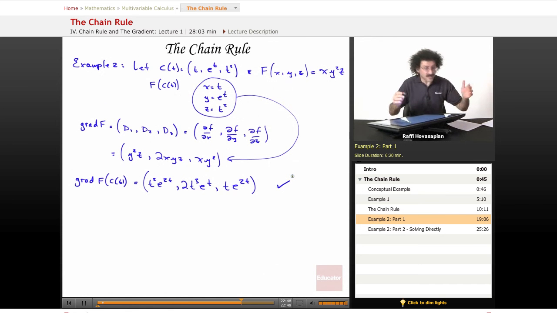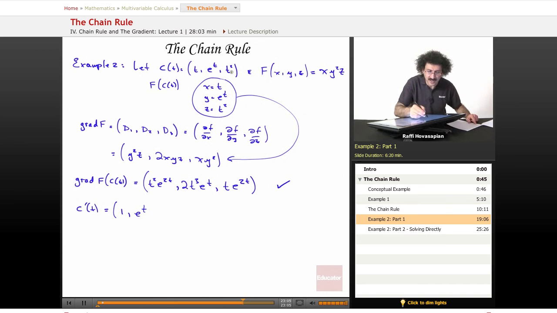Now I just have to find c prime. Well, that's really, really simple. C prime of t. Well, here's my c right here. I'll just take the derivative of each one. That's it. The derivative of t is 1. The derivative of e to the t is e to the t. And the derivative of t squared is 2t. Well, now I just form my dot product.